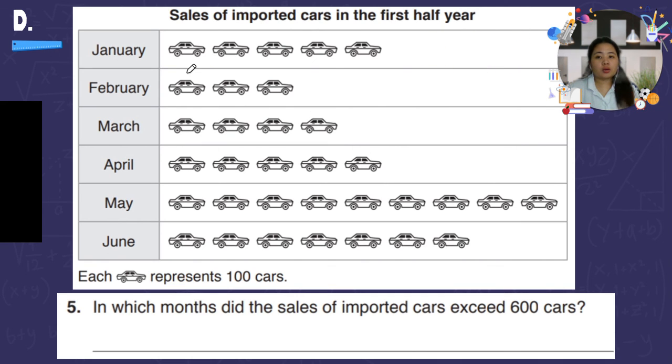February, 100 plus 100 plus 100, that is 300. Oh, it's not more than 600, so no. Next, March, 100 plus 100 plus 100 plus 100, that is 400. No, it's not more than 600. April, 100 plus 100 plus 100 plus 100 plus 100, that will be 500. No, it's not more than 600.